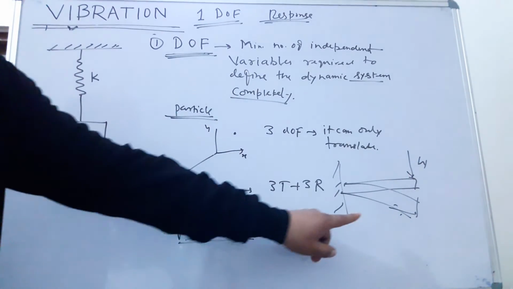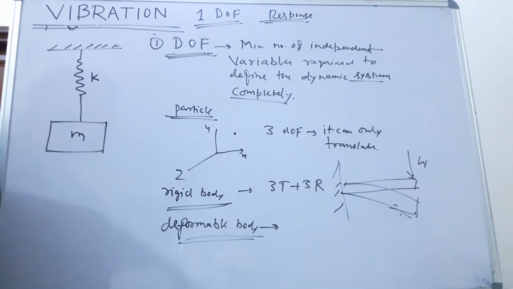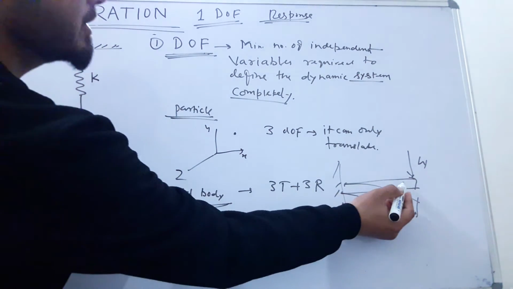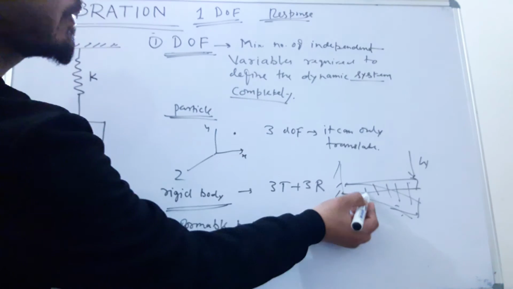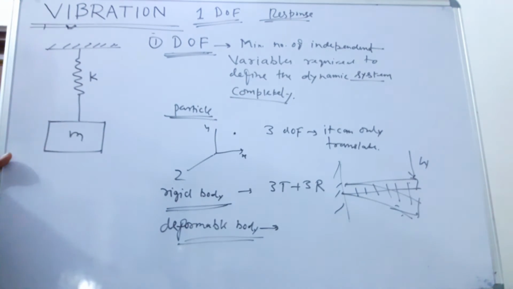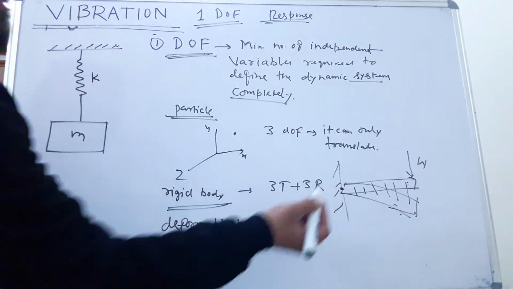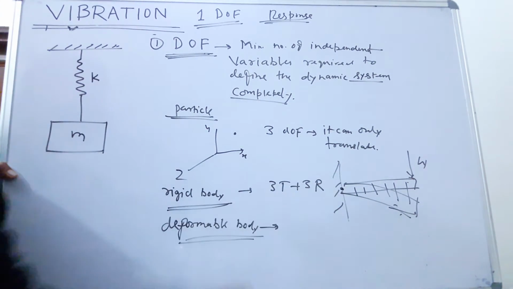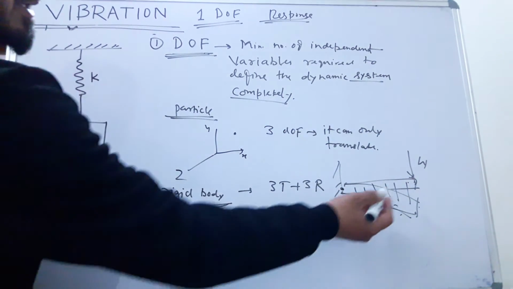So a response in this particular system is nothing but deflection in the beam. Here we observe that the deflection at each point is different. In fact, at this location deflection is 0. At this location deflection is 0. At this location, at the free end, the deflection is maximum.